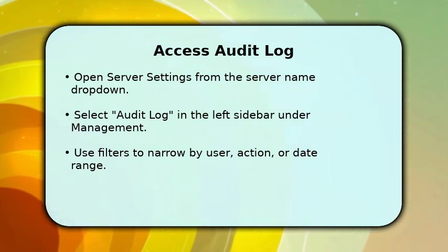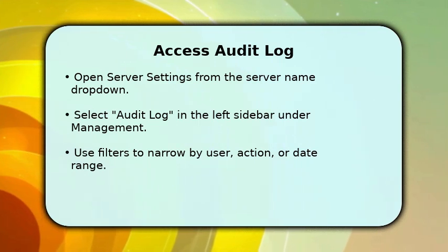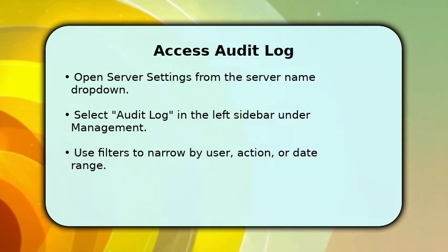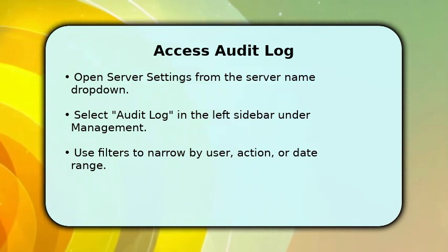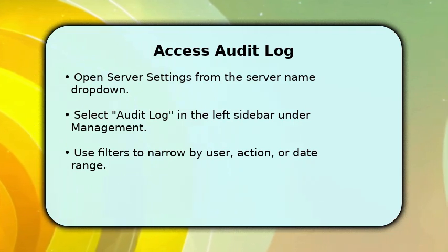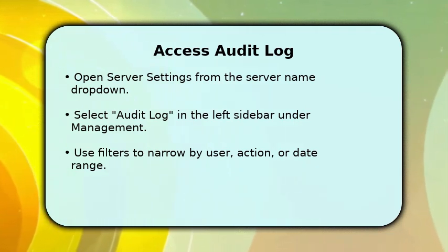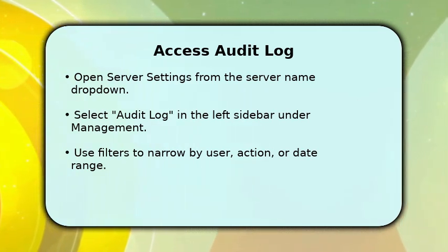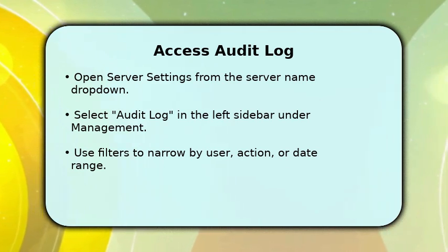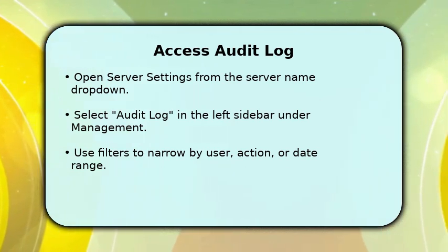Once the log appears, scan entries in reverse chronological order. Each line shows the action, the user who performed it, and a timestamp. Make sure to use the filter button to narrow results by specific users, actions like role changes or message deletions, or a custom date range. This helps you find the exact event quickly without scrolling through unrelated entries.